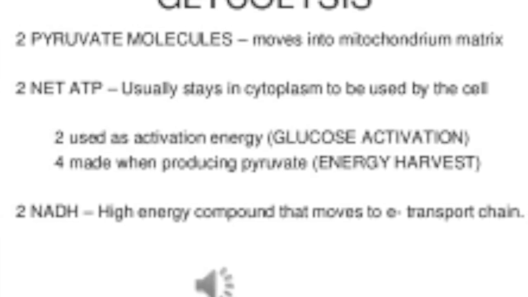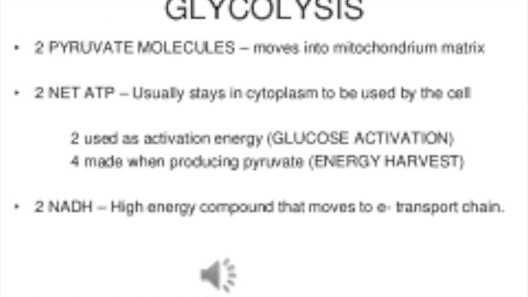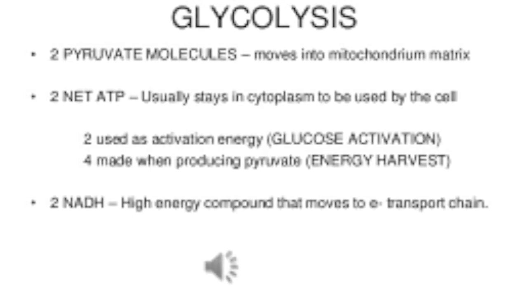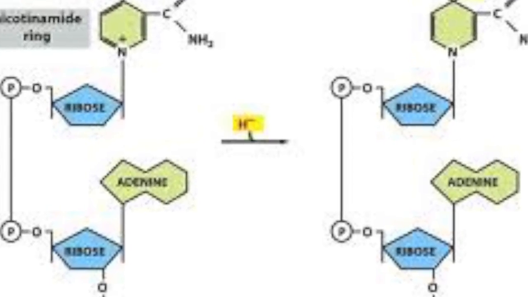The last phase of glycolysis produces 2 pyruvate molecules. These final products of glycolysis will be used later in order to produce ATP and NADH. NADH is an electron carrier.